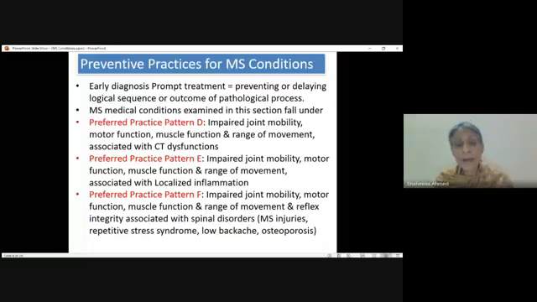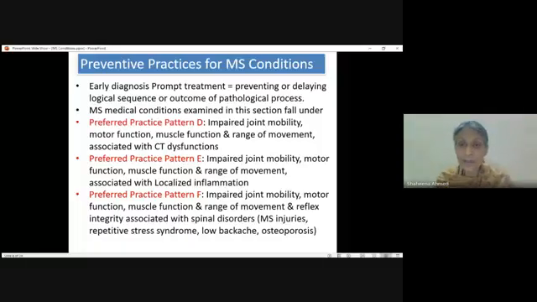Now, what do we mean by reflex integrity associated with spinal disorders? Spinal disorders can be associated with musculoskeletal injuries. These can be associated with repetitive stress syndromes. These can be associated with low backaches. This can be associated with osteoporosis. So, all of these conditions are basically spinal disorders.